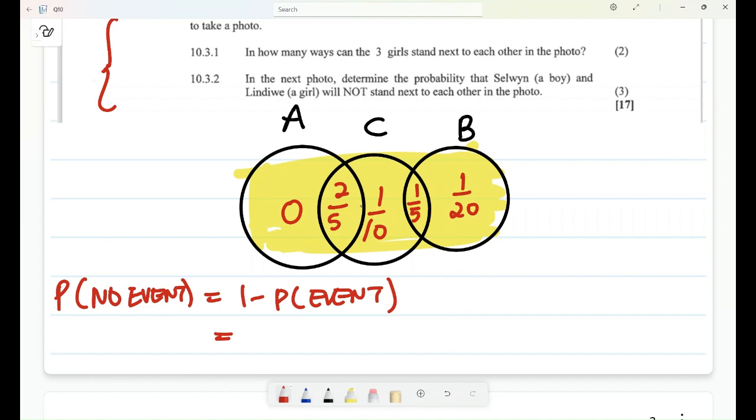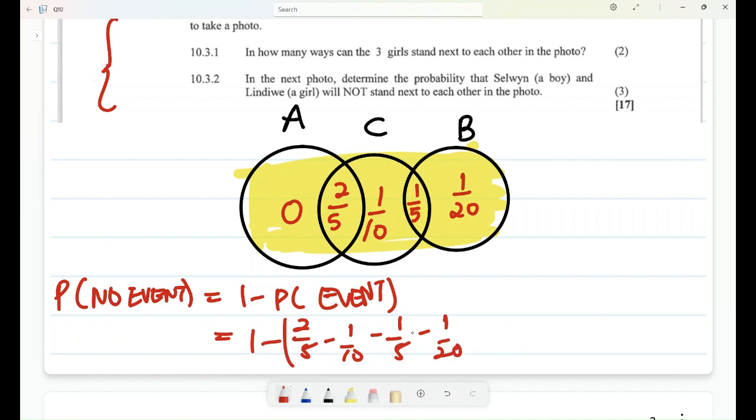Where is our event? Or even if you don't want to say there is an event, you can say A or B or C. But let's keep it simple as event. There will be an event. Now, here is the probability that there will be an event. So it's going to be 1 minus what? 2 divided by 5 minus 1 divided by 10 minus 1 divided by 5 minus 1 divided by 20.